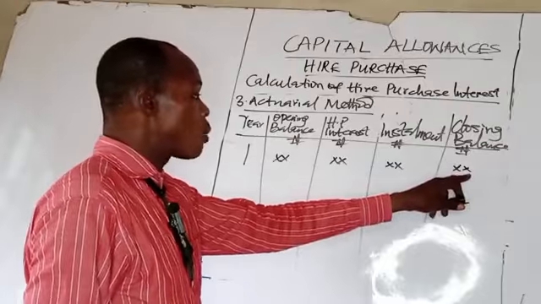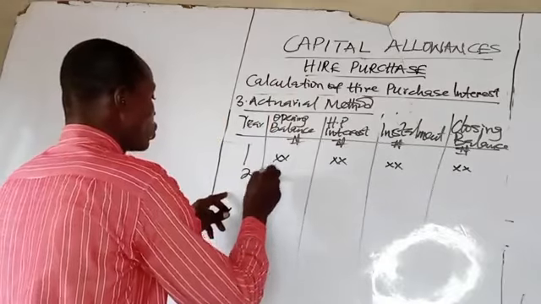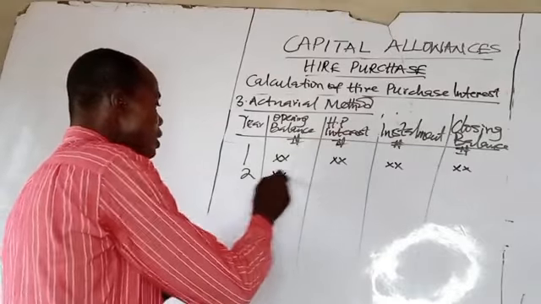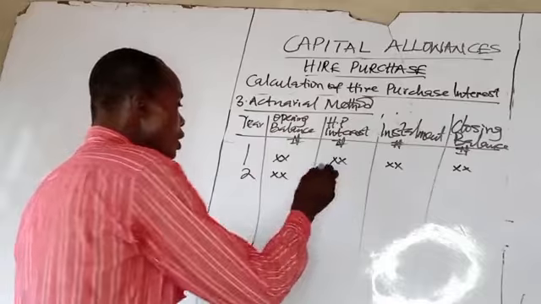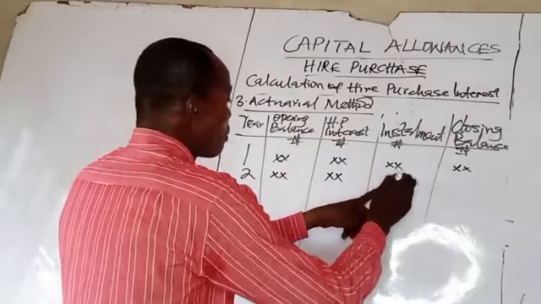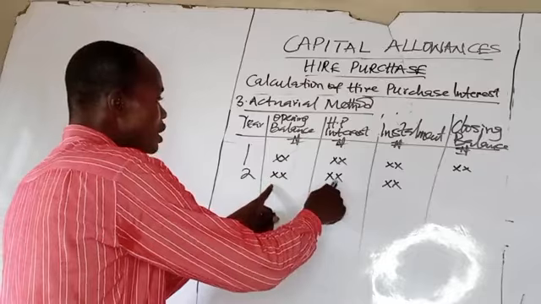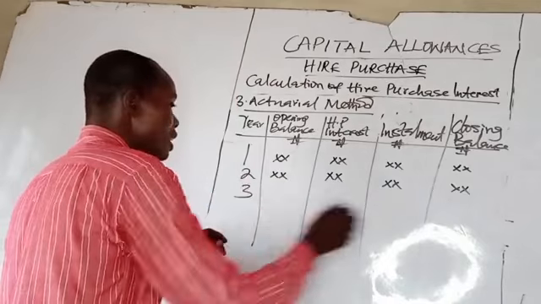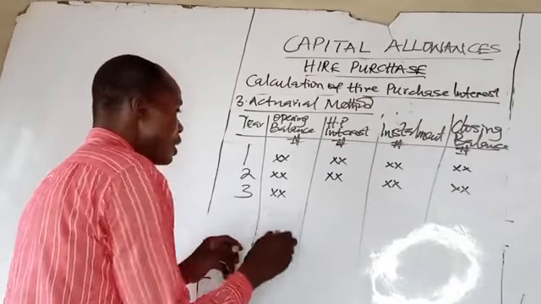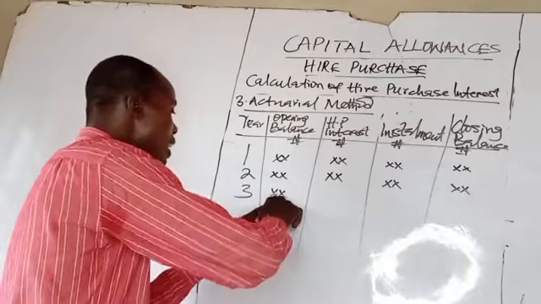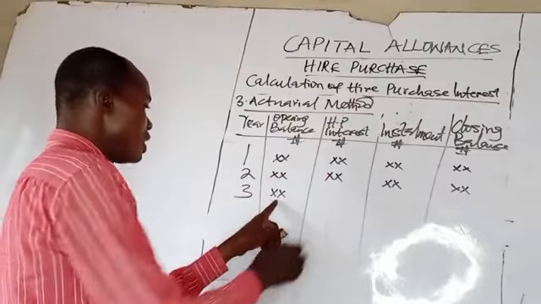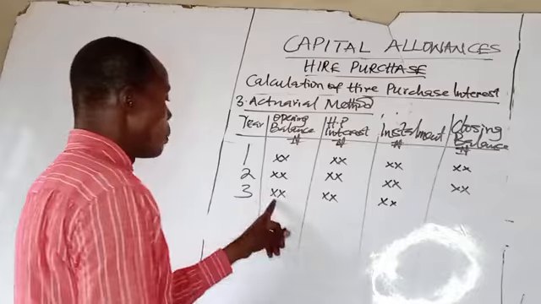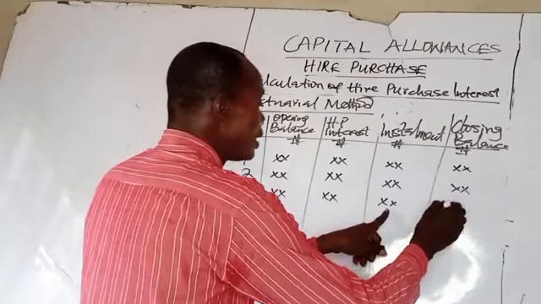The closing balance for year 1 will be the opening balance for year 2. Then you also apply the same rate on this opening balance for year 2. You get the higher purchase interest. Then the installment will be provided. Opening balance plus higher purchase interest minus installment will also give you the closing balance for year 2. Then you get to year 3. The closing balance for year 2 will be the opening balance for year 3. You also apply the same rate on this. Then you get the higher purchase interest. Then the installment for year 3: opening balance plus higher purchase interest minus installment will give you the closing balance.